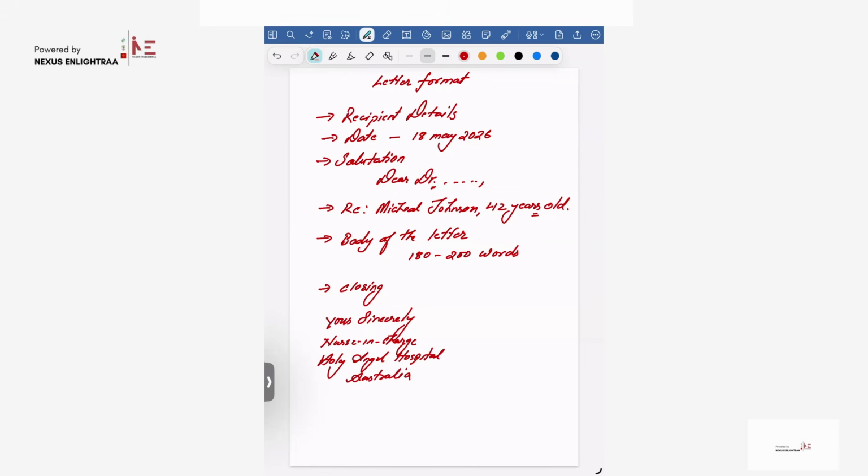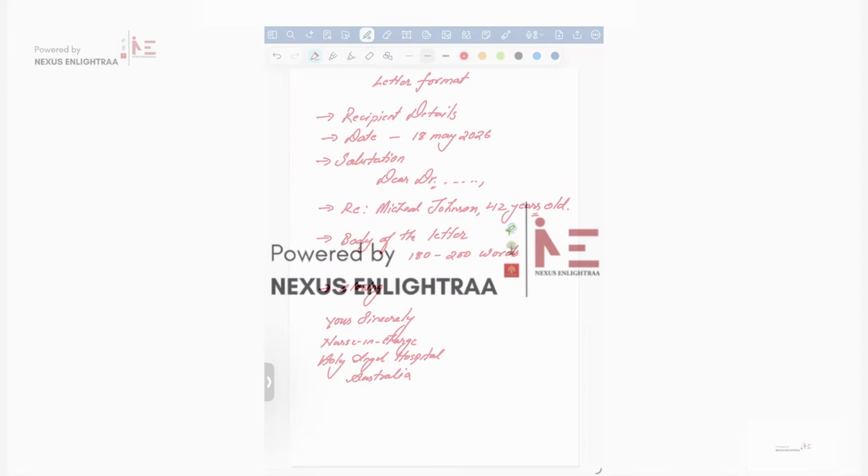One more thing that I want to clarify. This is something I want you to remember. You do not need to write your own address, the sender's address, at the top. In OET letters, only the recipient details are needed at the top. Your identity is established through your job title in the sign-off. Now let's write the actual body of the letter, paragraph by paragraph.